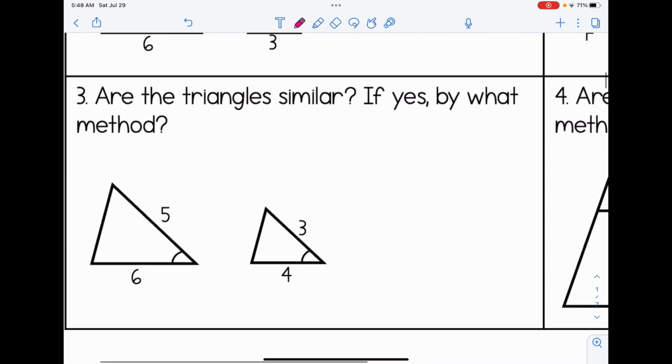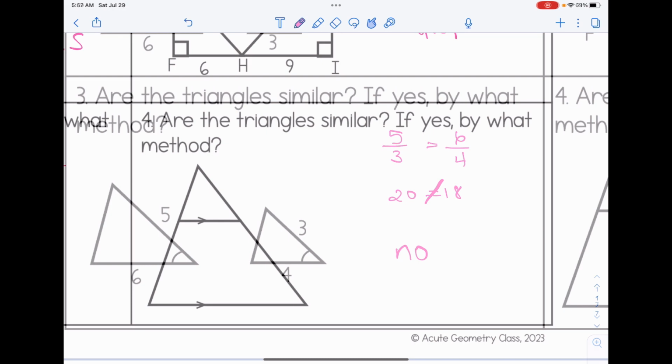Number 3, are the triangles similar? If yes, by what method? This one looks like side-angle-side. It looks like one of the examples we saw at the top of the page, but let's check the ratios. If I cross multiply here, you're going to see that I get 20 is equal to 18. That is not true. So that means that these sides do not have the same ratio. The sides are not proportional. Therefore, they cannot be similar triangles. So our answer to this is no.